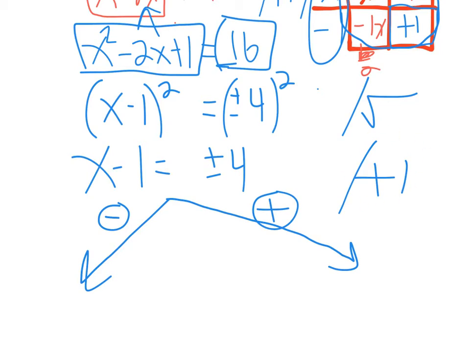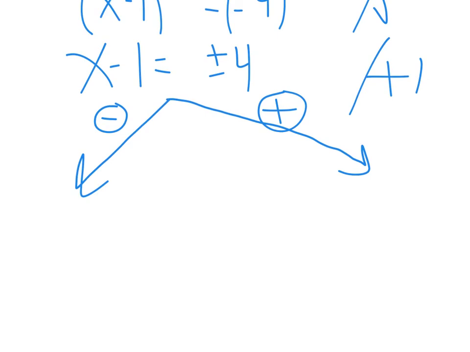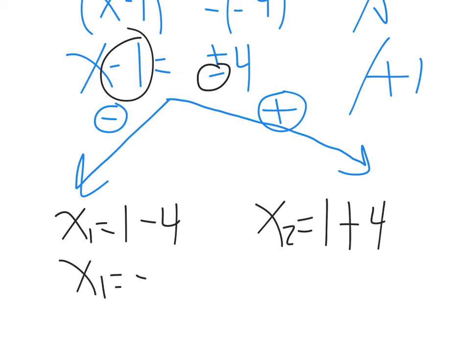So let's go back to this. I'm adding 1 to both sides to begin. So x1 will equal that 1, and then I'm going to do minus 4, which takes care of that minus. On this one over here, x2 will equal, I still have the plus 1, because I had to add 1 to both sides, and now this one is going to be plus 4. So x1 will equal minus 3, and x2 will equal 5. Those are the two solutions.